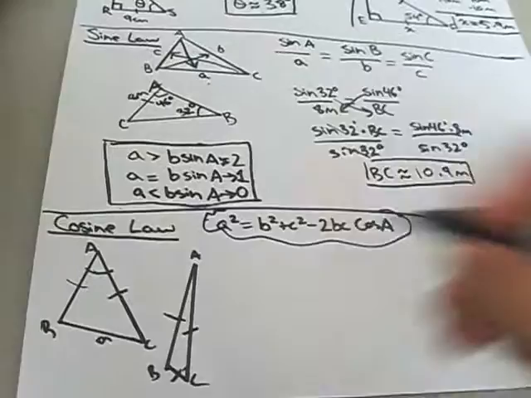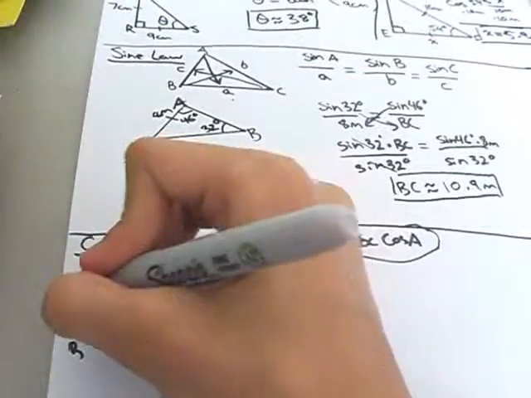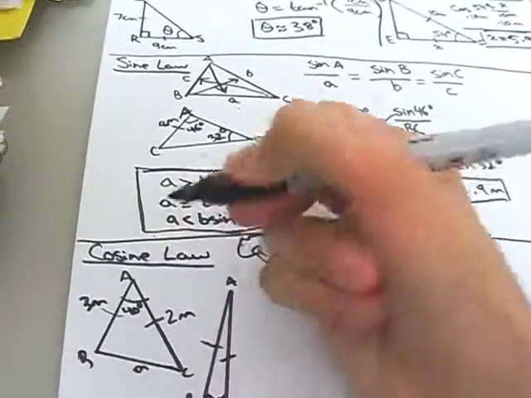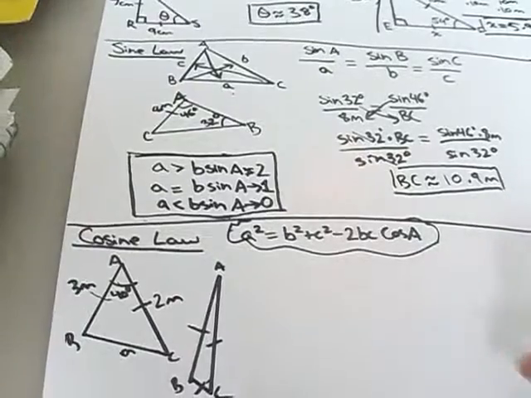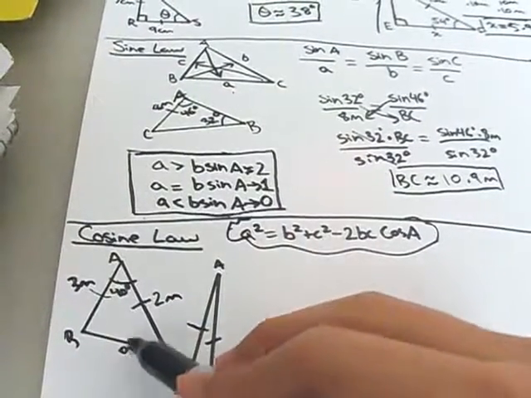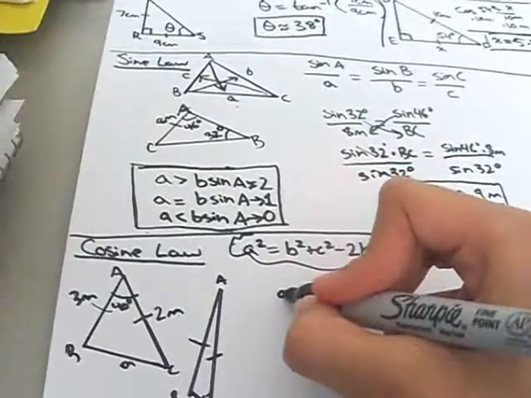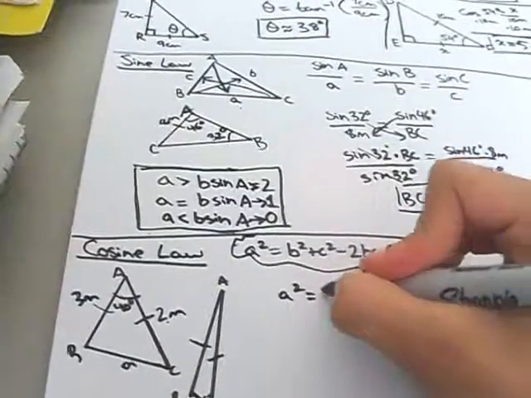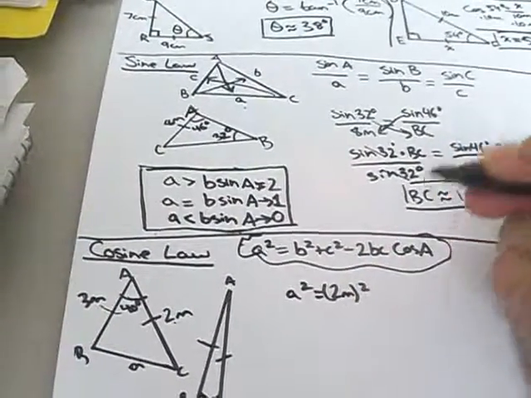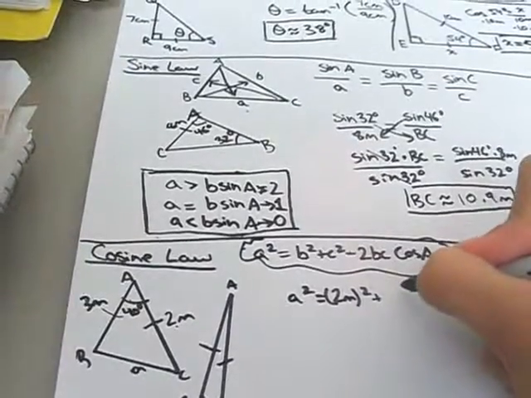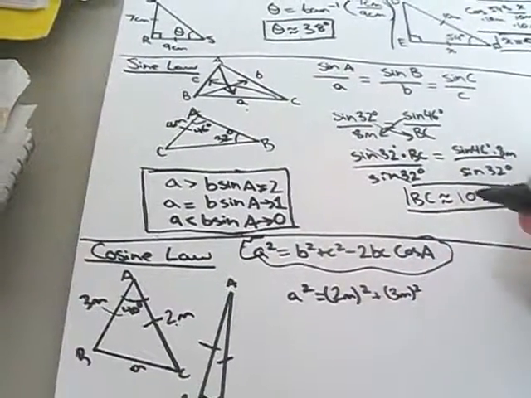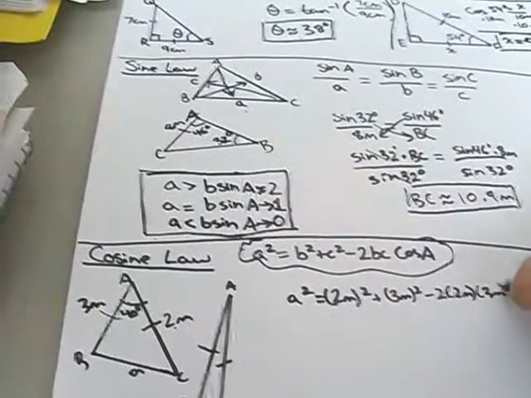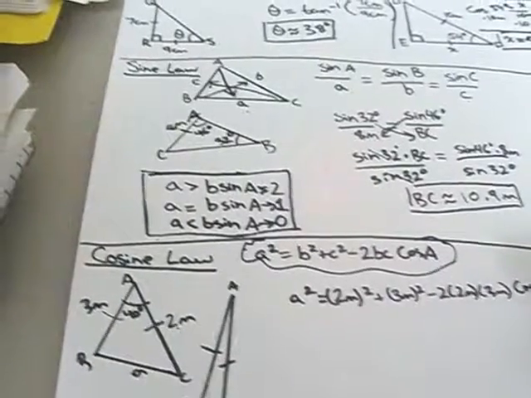Let's do a practice question. Suppose this is 2 meters, that's 3 meters, and the angle contained between them is 40 degrees. I'm going to substitute it into my formula. This is A, and that's cos A. So A squared equals, B can be 2 meters, 2 meters squared, plus 3 meters squared, minus 2 meters times 3 meters times the cos of 40 degrees.